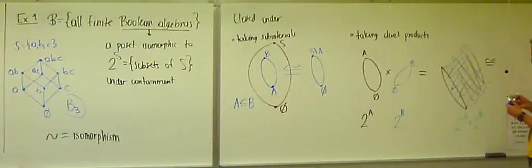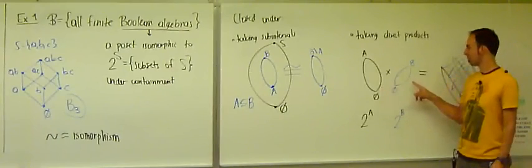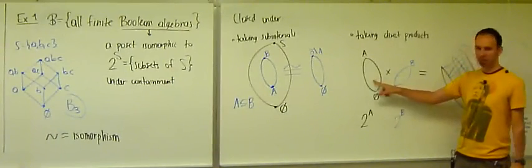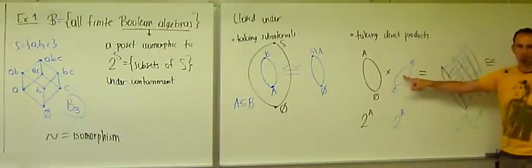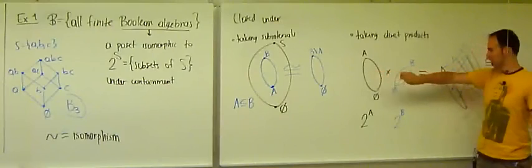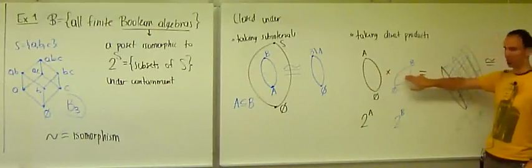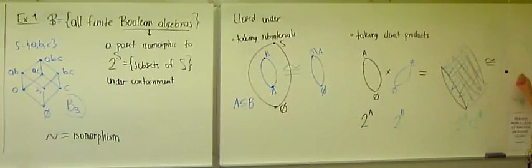One way of knowing is to just count elements. Let's say A has m elements and B has n elements. How many elements do I have here? 2 to the m. And here? 2 to the n. How many elements in a product poset? It's the number of elements here times the number of elements here, 2 to the m times 2 to the n. So the number of elements is 2 to the m plus n, and therefore this should be the subsets of a set of size m plus n.